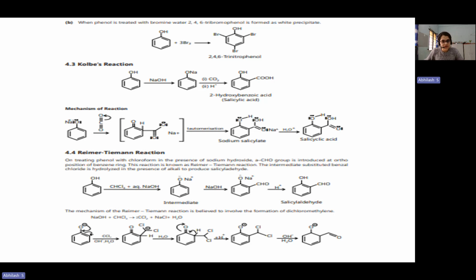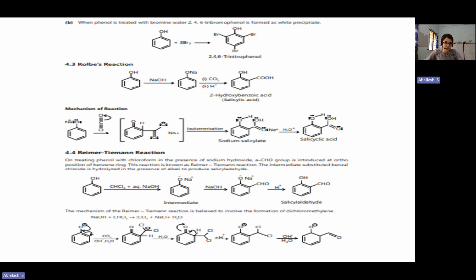Let's discuss one of the most important named reactions, called Kolbe's reaction. When phenol reacts with NaOH, it leads to the formation of sodium phenoxide. When this sodium phenoxide reacts with CO2 in the presence of an acidic medium, it leads to the formation of salicylic acid. Here you can see the reaction for Kolbe's. Let's discuss the mechanism of this reaction.